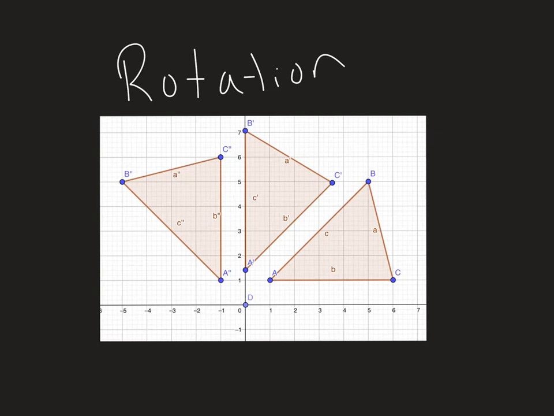So let's talk about another type of rigid motion. Another one that's pretty common is a rotation. The idea with a rotation is that I'm spinning my object a certain amount of degrees, and it usually is about a certain point, so this would be the center of rotation. What we've got here is one example where I'm moving from the first image to the second image. That's a 45-degree rotation.